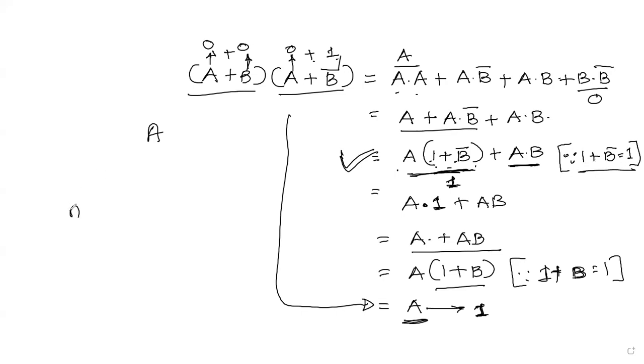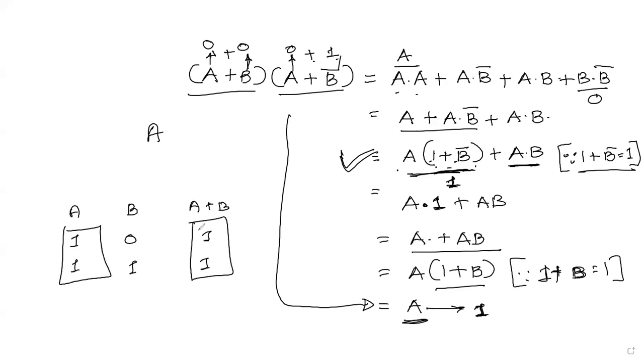So for example, there is A, there is B. A is 1 and B is 0. What will be A plus B? It will be 1. If A is 1 and B is 1, what will be the answer? 1. So that means if any one of the inputs is 1, then the output will always be 1, whether it is B or whether it is B bar. Understand?